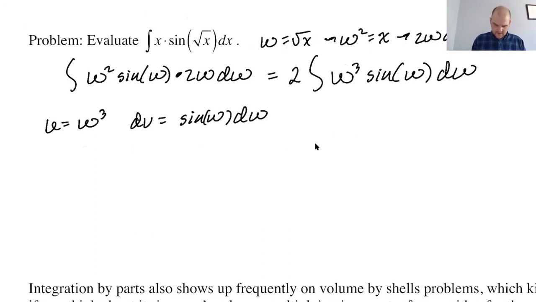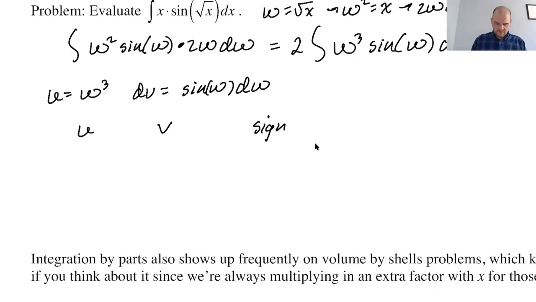Okay, so in our table, we have u, we have v, and we have sign. And that's always going to go minus plus minus plus. So we have w cubed, 3w squared, 6w, 6, and then it'll be 0. That column is actually very common. You'll see, you start with w cubed or x cubed frequently. Here we go, the integral of sine is the first thing we're going to put in. So the integral of sine is negative cosine.